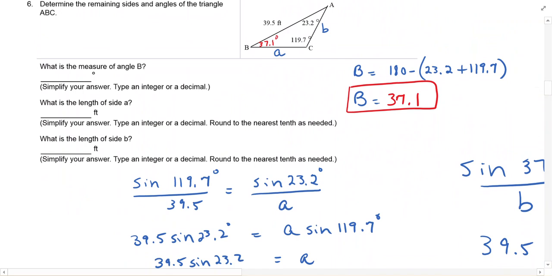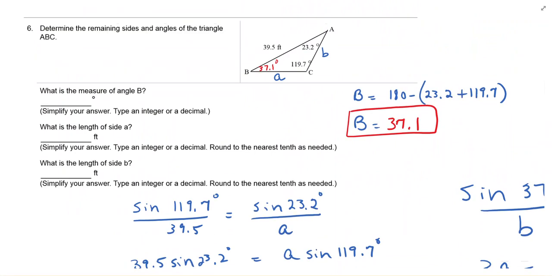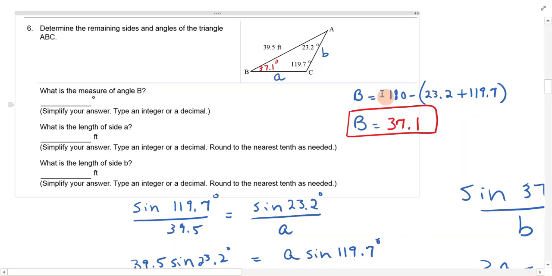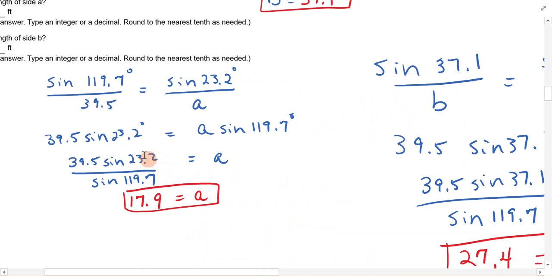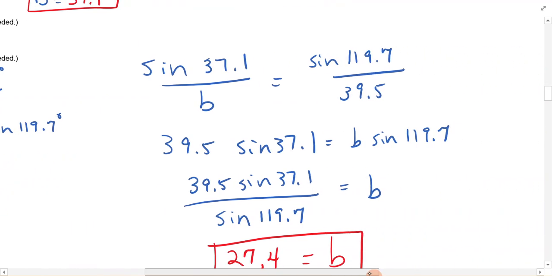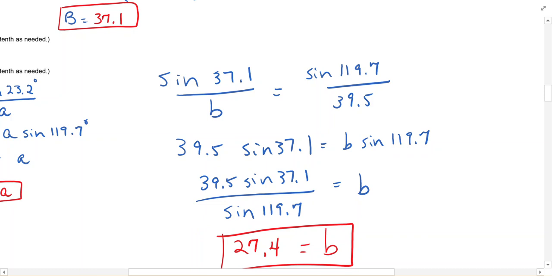Number 6. So in number 6, we're given 2 angles and one of the sides. So we can again start out by finding angle B. It's 180 minus the sum of those. And so we get 37.1. I went ahead and drew it in. And then you can just go through and find your other sides using the law of sines. It's the same thing over and over. Cross multiply, divide by this one so that you isolate the side and get that. And then I did the same thing to solve for B. So same process over and over.